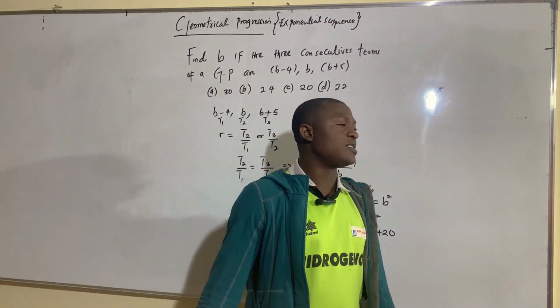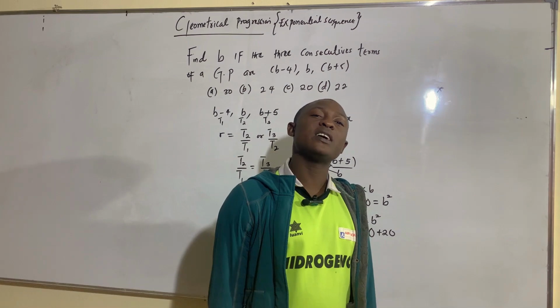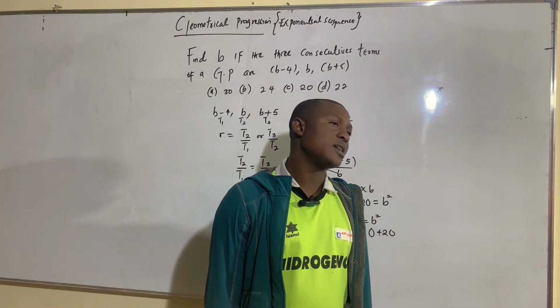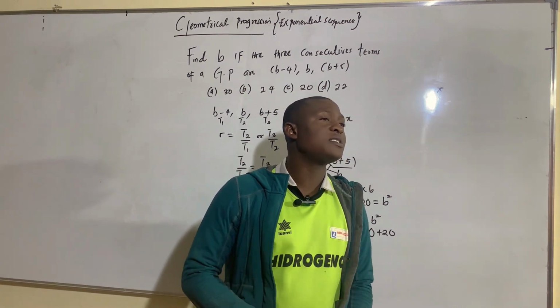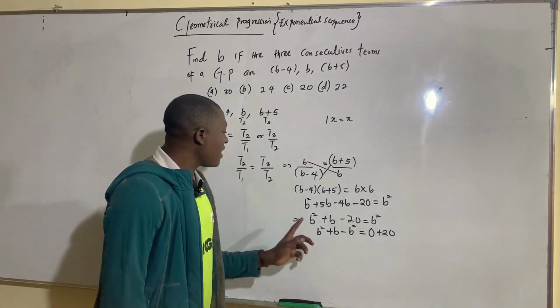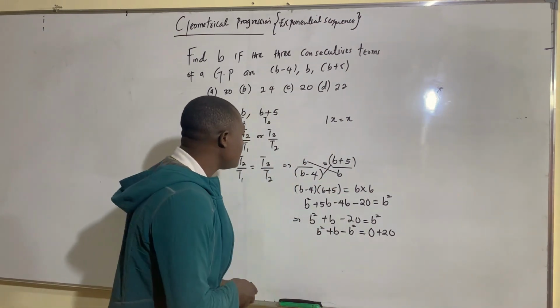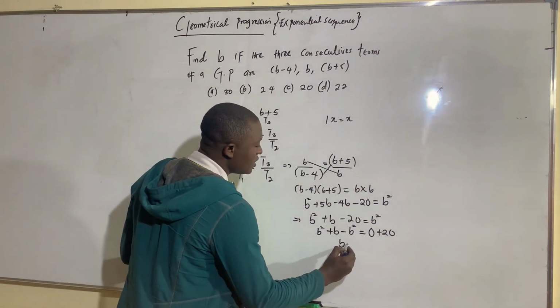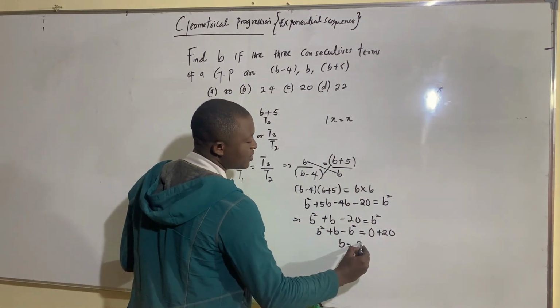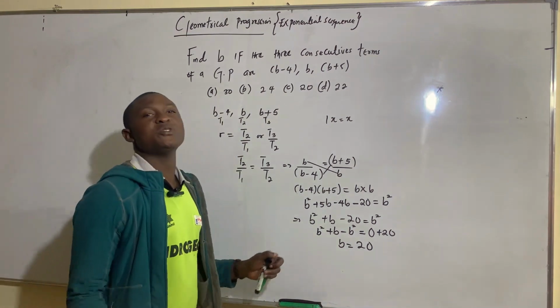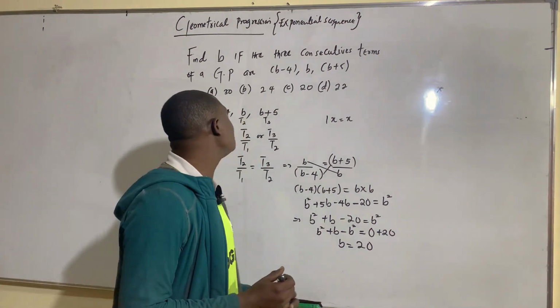So for example, let's say I owe Made Academia maybe 20,000, and I pay it back. Do I have anything left? Of course not. So if I have b squared minus b squared, that's going to be 0. Then what we have left is b equal to 0 plus 20, which is 20. So the value of b is equal to 20.